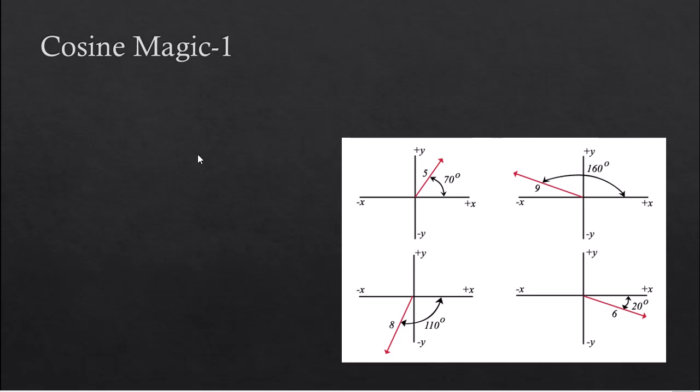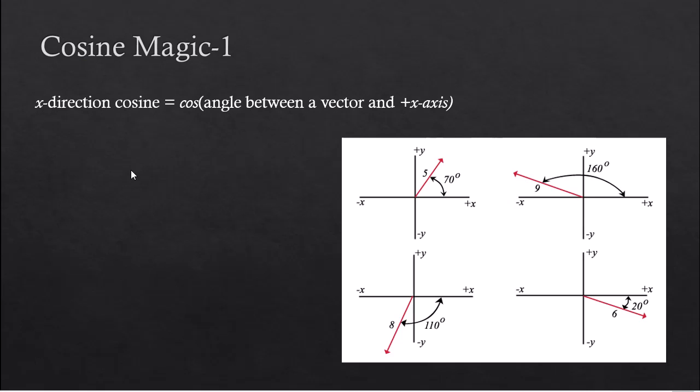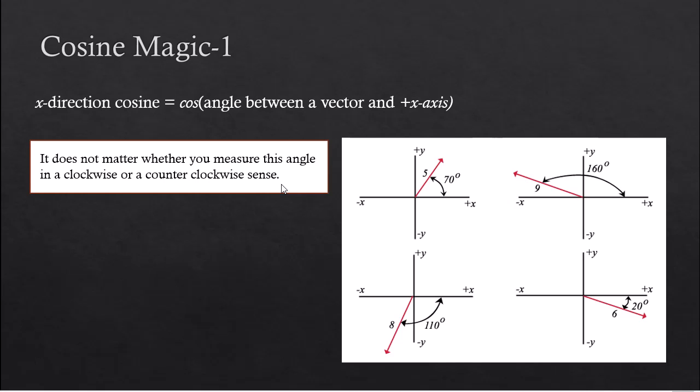Now let's talk about direction cosines a little bit more. Why direction cosine? Why not direction sine? Because the cosine function has a very important property. As we have talked about before, the x direction cosine is the cosine of the angle between a vector and the positive x-axis. It does not matter whether you measure this angle in a clockwise or counterclockwise sense. So this theta x you can measure clockwise or counterclockwise.